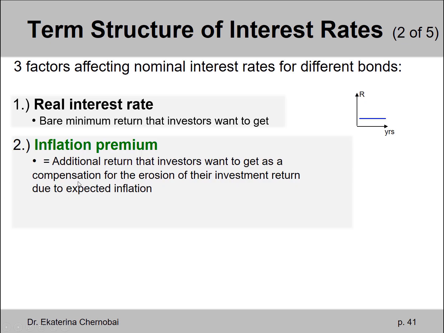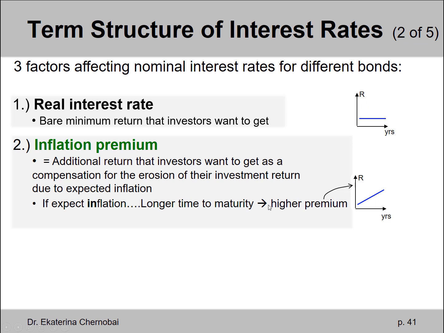The second factor that affects the nominal interest rate for bonds is called inflation premium. Inflation premium means, let's say, investors think that, or there is this general belief that prices will keep going up, which is probably true in real life, right? Then, if you're buying bonds with more years to maturity, you will want to get a higher return so that you are compensated for that increase in cost of living in the future, right?